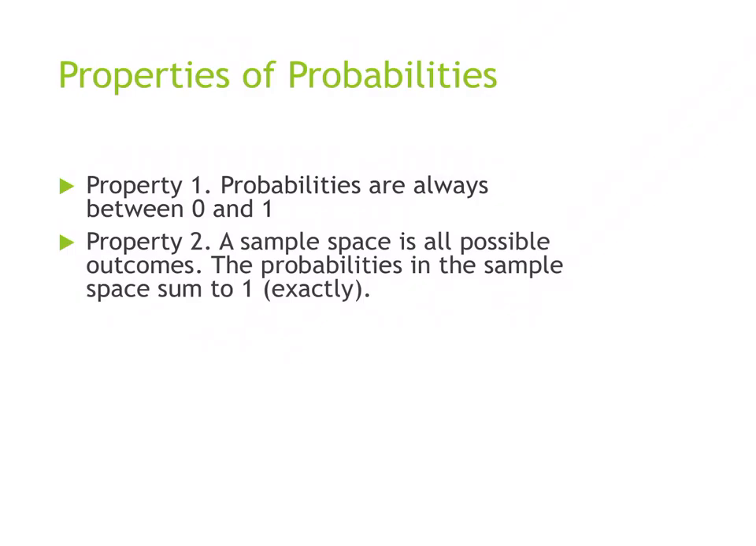Property 2. A sample space is all the possible outcomes. The probabilities in the sample space sum to exactly 1. If you were to take our patient example and our class example, all the probabilities added together are always going to sum to 1. So if we wanted to look at the males and females in our class example, if we were comparing males and females, the probability is always going to sum to 1. If you add up everybody in there, the probability of selecting male or female is going to sum to 1.